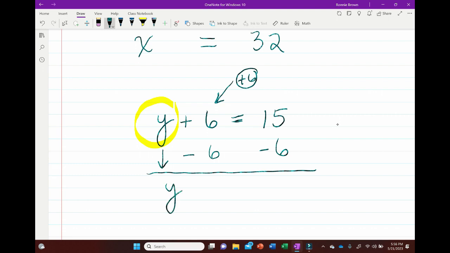Positive 6 and negative 6 make nothing, that's what we wanted. Bring down the equal sign. And here, 15 and a negative 6. When signs are different, you subtract and take the sign of the larger number. So that'll be 9, positive 9. So this was solving linear equations, one-step equations.